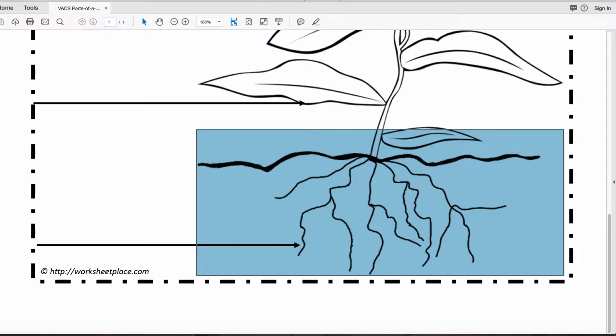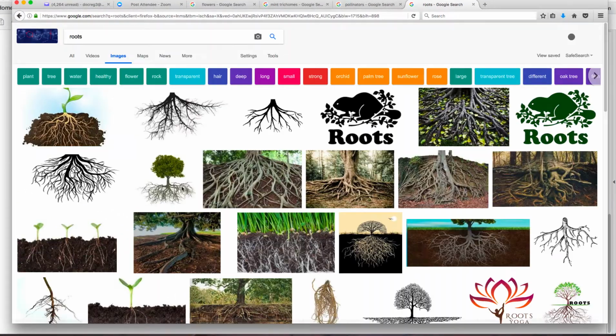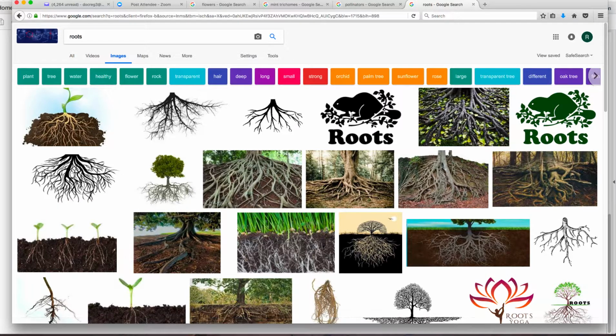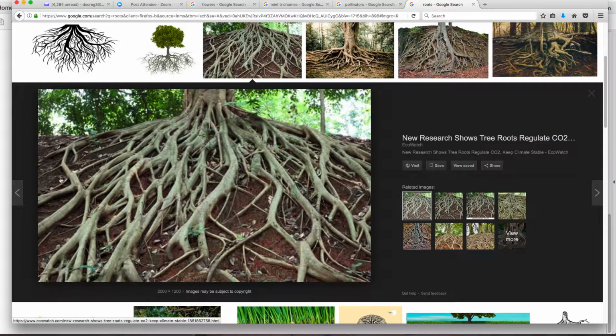And let's see if Dr. McClinton can be really good here. Do you see images of roots? Oh gosh, I'm so sorry.